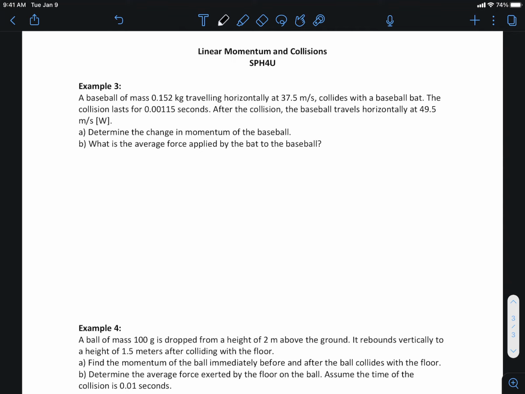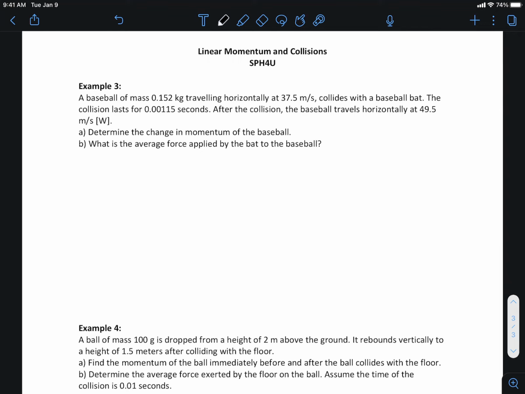Not too bad. Okay, so a baseball of mass 0.152 kilograms, traveling horizontally at 37.5 meters per second, collides with a baseball bat. The collision lasts for 0.00115 seconds, and after the collision, the baseball travels horizontally at 49.5 meters per second west. So we're dealing with velocities here, so make sure your answer has vector notation. Determine the change of momentum of the baseball.